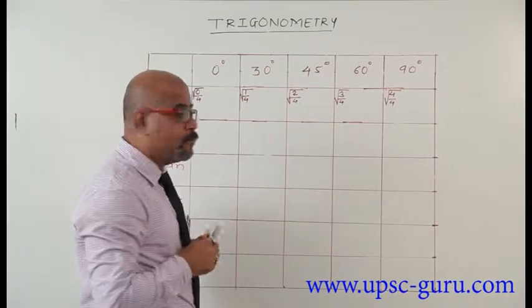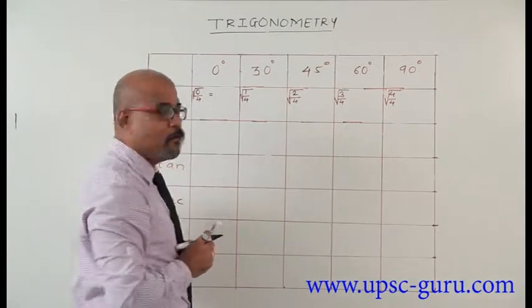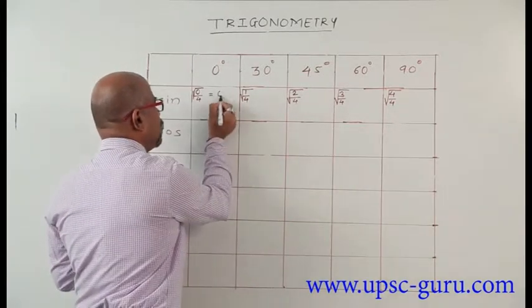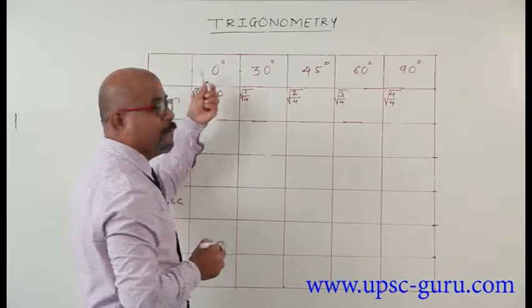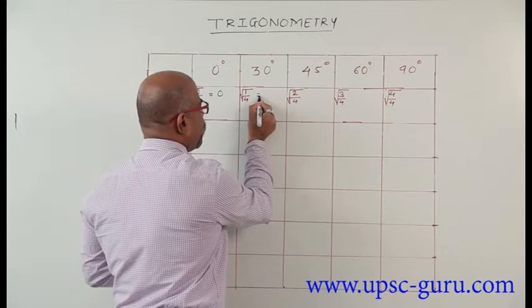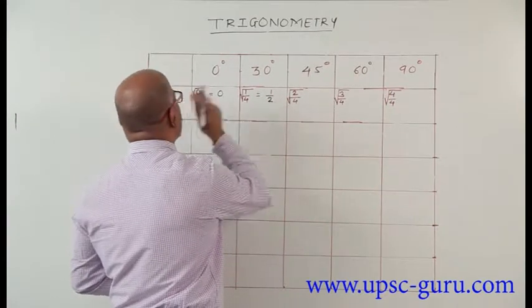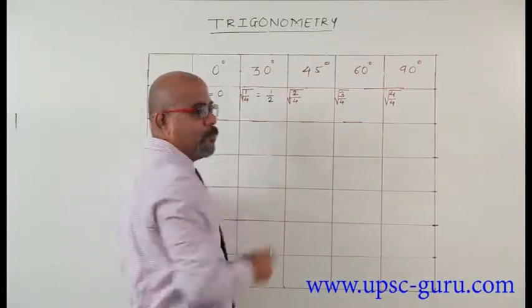Now let us check the values. 0 upon 4 gives us 0. Therefore, square root of 0 is 0. Therefore, value of sine 0 degrees is 0. Now square root of 1 by 4. Square root of 1 is 1. Square root of 4 is 2. Sine 30 degree equals 1 by 2.